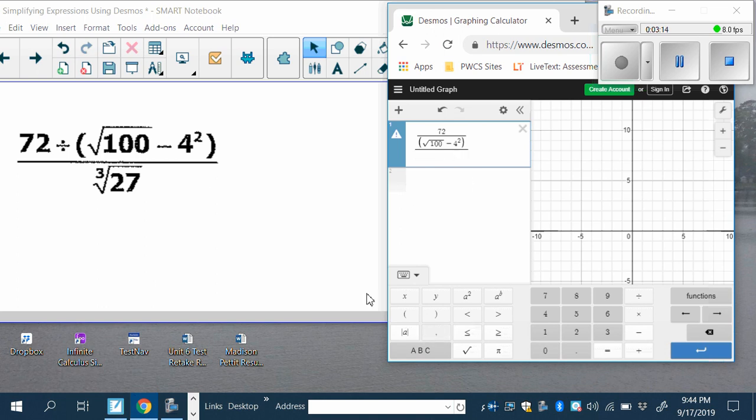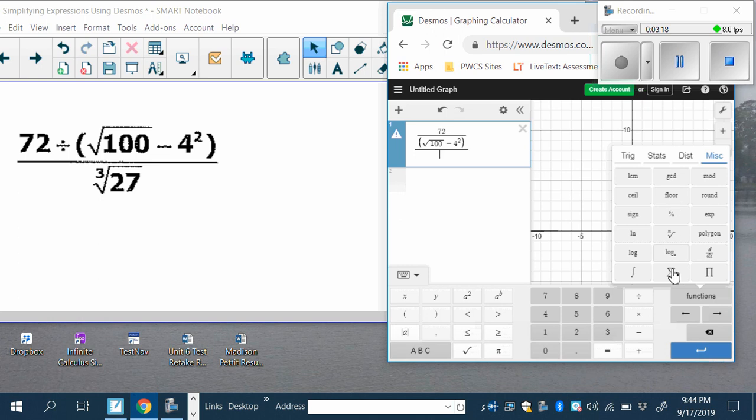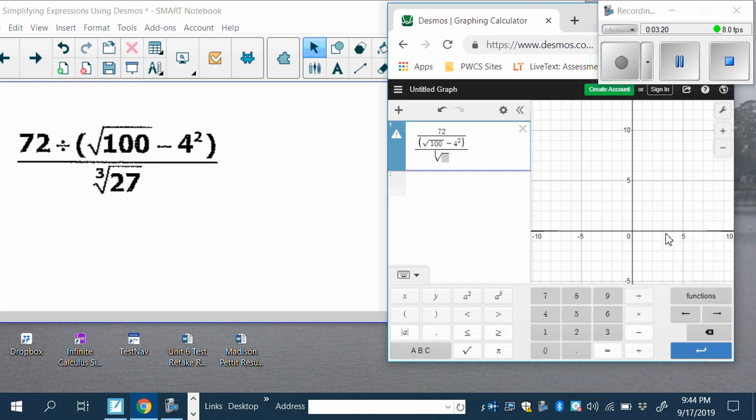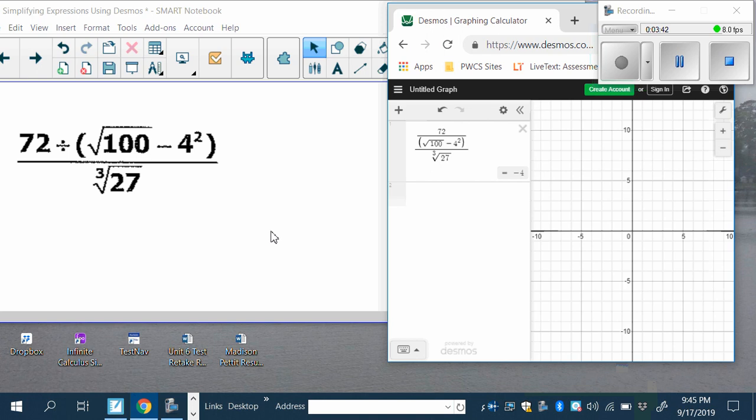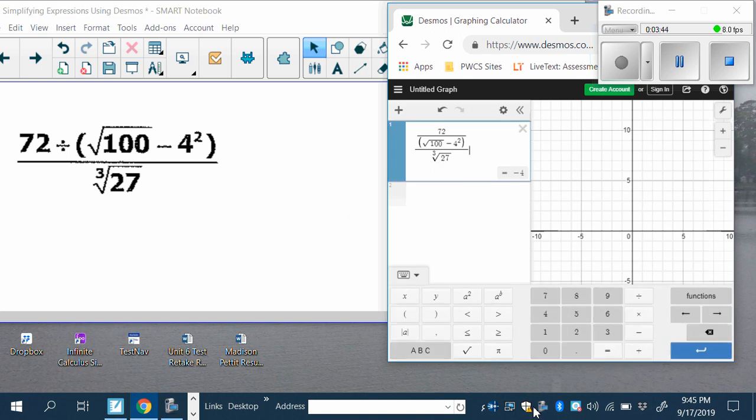Now in the denominator, I'm going to put the cube root of 27. So again, I'm going to go to my function key, and I look for my nth root, and I put a 3 in there, and 27. Sorry, you want to go right in here and put a 27. Sorry about that. Okay, now you see how nice that is? It turns it into a -4, and that works really nicely.